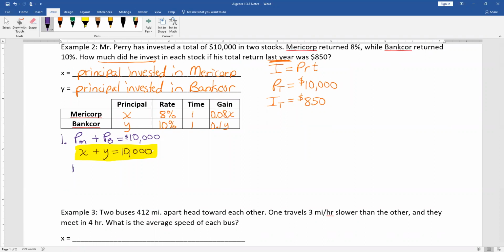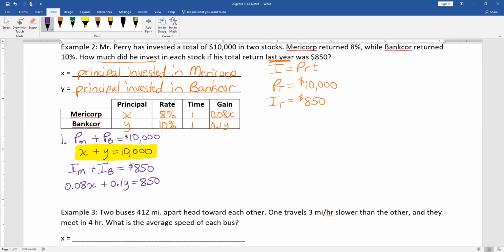So we know that the interest, we can calculate principal in terms of the interest rate, which is the principal times rate times time. But we know that the interest he earned from the AmeriCorp account plus the interest that he earned from the Bancorp account was equal to 850. Well, that's our gain. So the interest in AmeriCorp is 0.08x plus 0.1y equals 850.